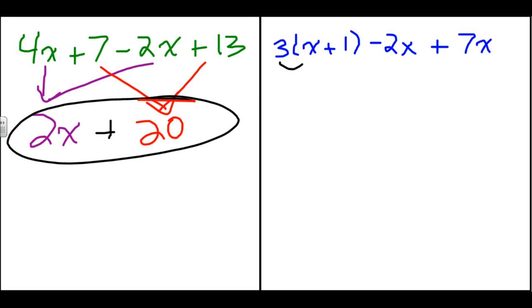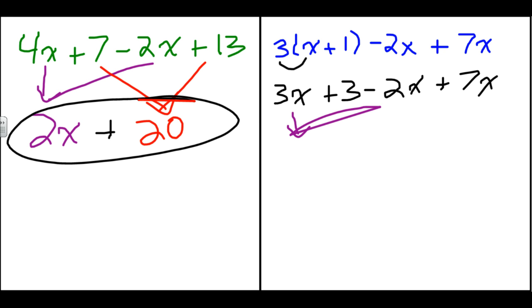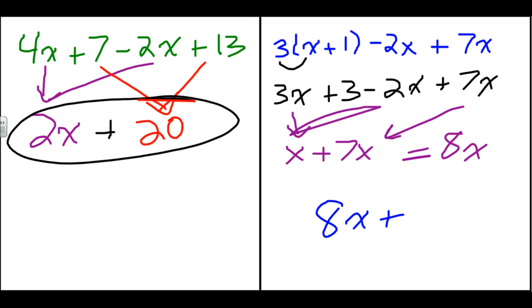And here, this becomes 3x plus 3 minus 2x plus 7x. And so now we can combine our x's by saying 3x minus 2x is just x, and x plus 7x is 8x. Now we still have the 3, so altogether we end up with 8x plus 3.